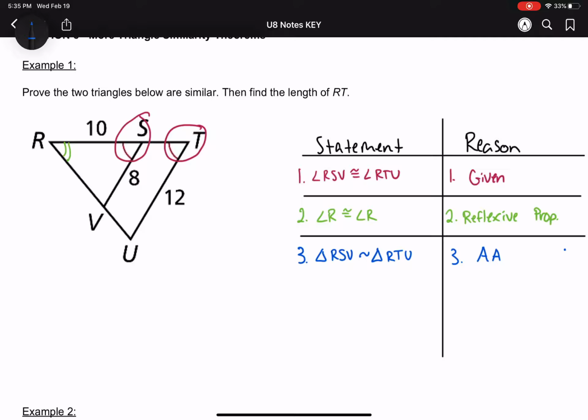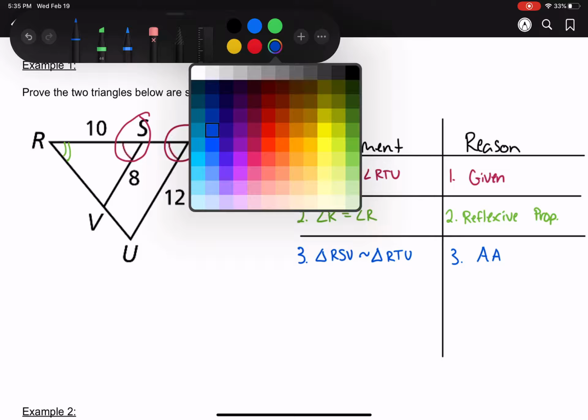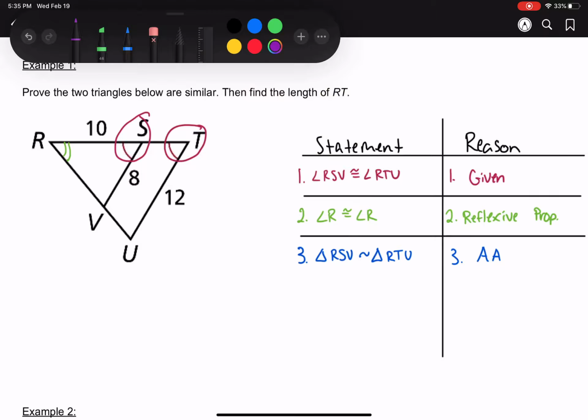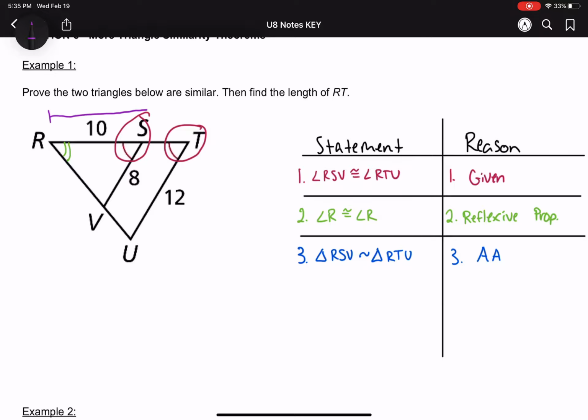Now that I've proven that I have two similar triangles, I can go ahead and find the length of RT. So as I'm trying to find the length of RT, the first thing I notice is that for that smaller triangle, triangle RSV, I have both the base of 8 and I have that side of 10. So I'm going to set up a ratio of 8 to 10. And I'm going to use that to set up a proportion for my missing RT length.